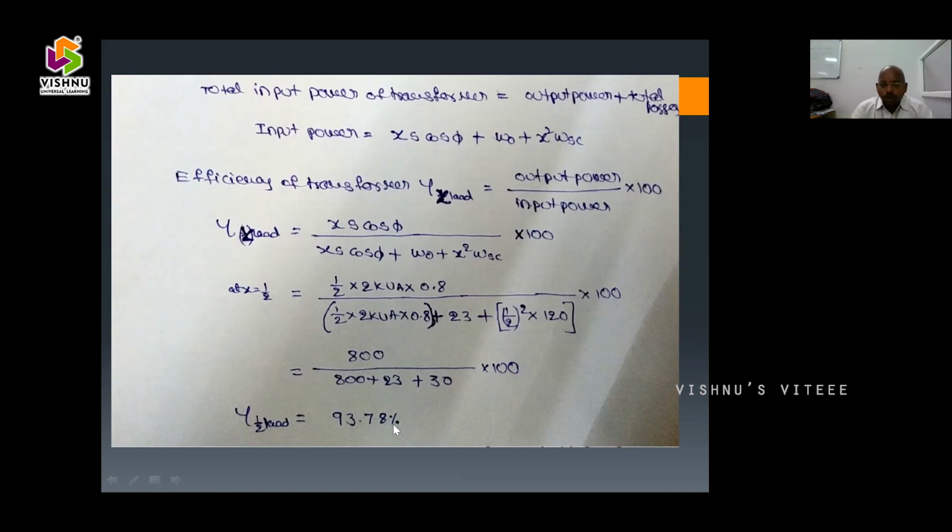In this manner, we have to calculate the efficiency at a required load and at a required power factor. This is the procedure of calculation for the efficiency of a transformer at the desired load and at the desired power factor. In a similar manner, we calculate all these parameters at the required conditions.